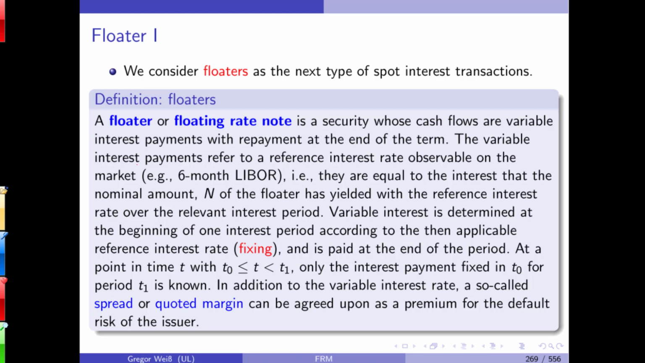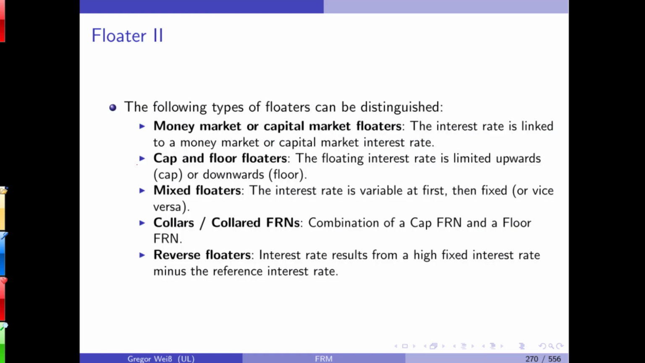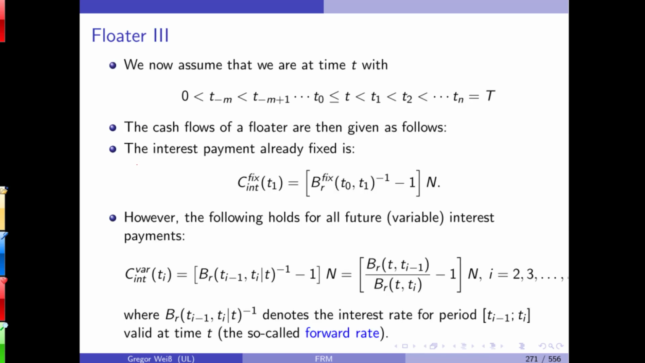Now at this point, one would think that a floater is a very complex and very complicated instrument. You don't know how the interest rates will look like in 2 months, in 1 year, in 5 years. And one would think that coming up with a pricing formula for a floating rate note is quite difficult. Well, actually, it's very simple. You have different types of floaters: collars, reverse floaters, cap and floor floaters, money market or capital market floaters. Read through it. Those are different types of floaters. Let's rather turn to the pricing.